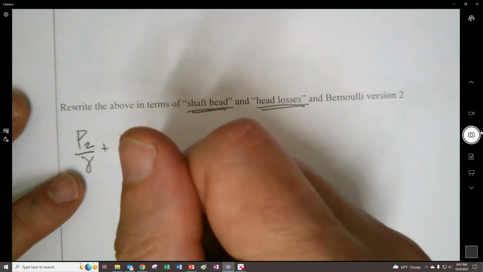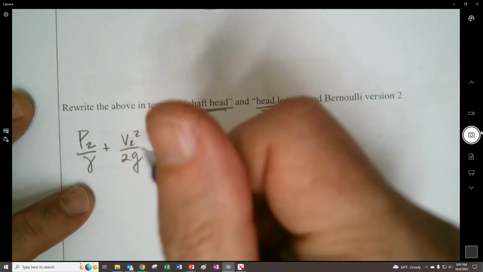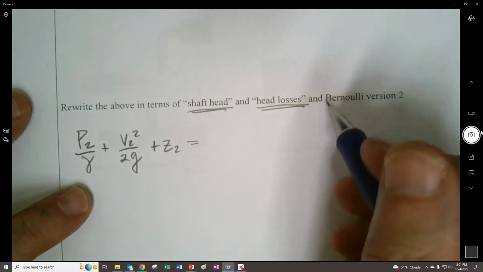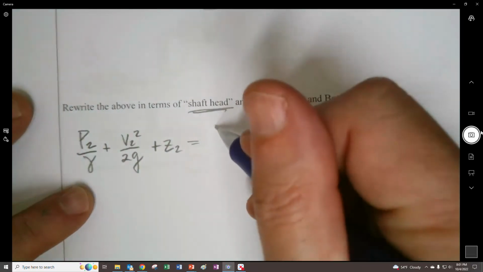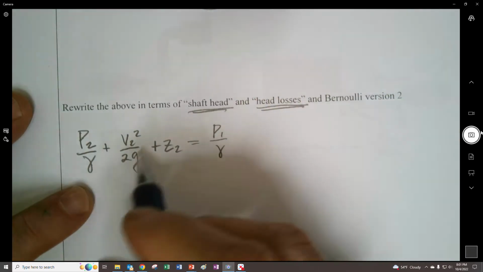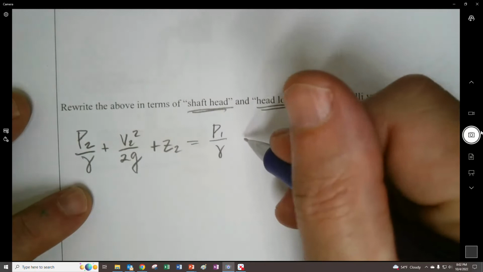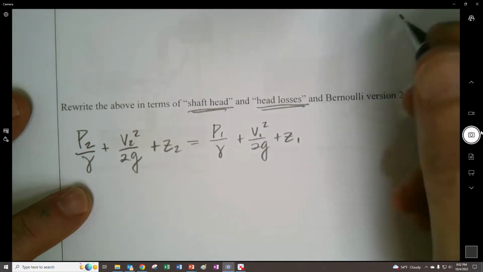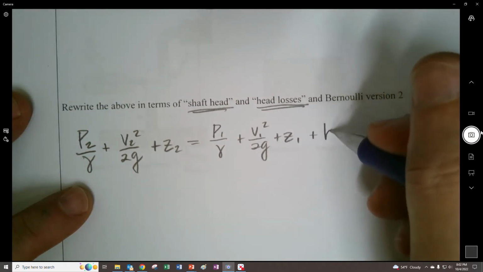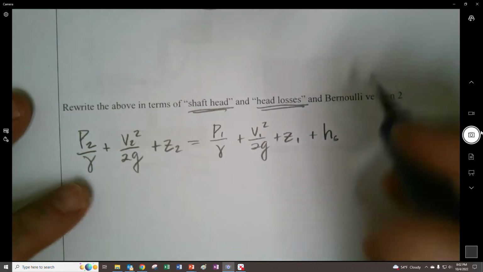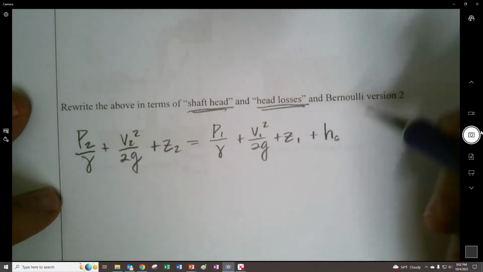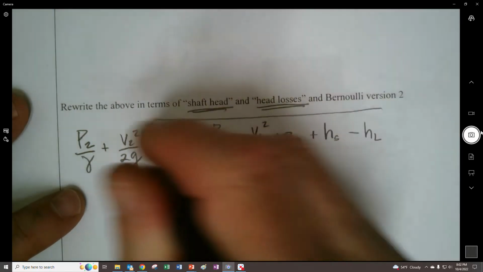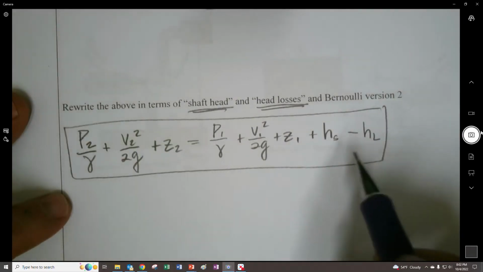And we divide everything by gamma, so we end up with a 2g over here, and then just a simple Z right here. And this is the head version, remember. So we can call it Bernoulli 2, is what I usually call it. So here's the end result, and here's the starting point. And then here is the additional part where we have what we call a shaft head. Not every book uses this, but this is HS. And then we also have head losses, right?